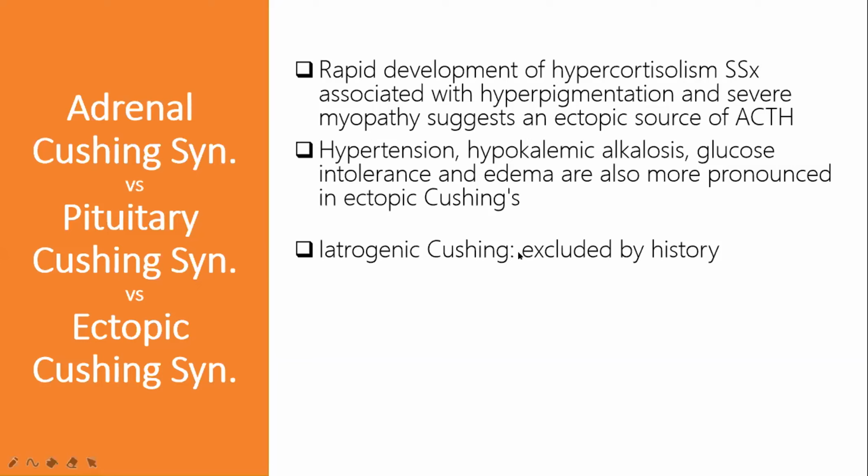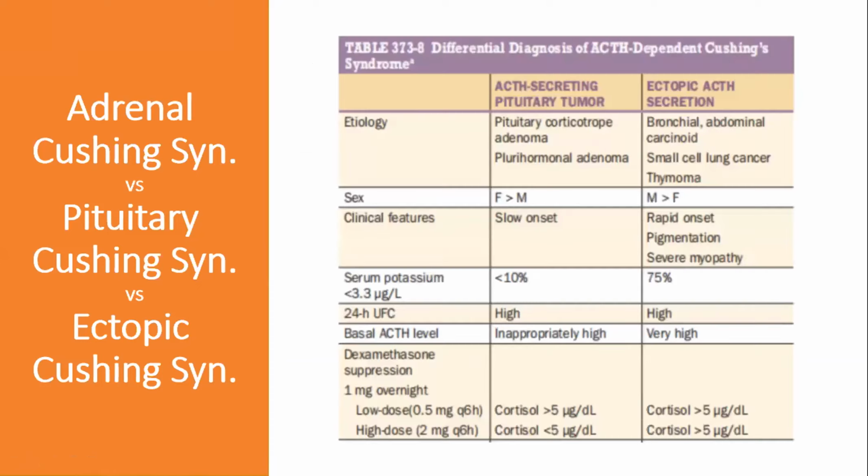Iatrogenic Cushing can be easily excluded by history. So here we have the differences between ACTH-secreting pituitary tumor and ectopic ACTH secretion. So usually ACTH is produced by a pituitary corticotrope adenoma or a plurihormonal adenoma in ACTH-secreting pituitary tumor. While in an ectopic ACTH, we should be able to look at a probable bronchial or abdominal carcinoid, or a small cell lung CA or thymoma.